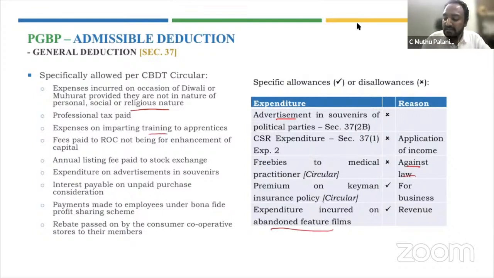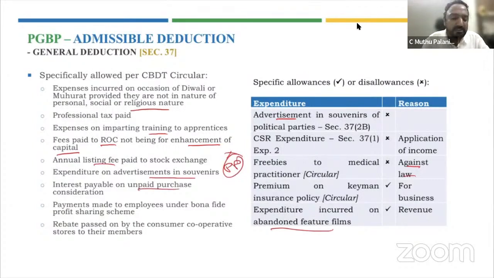Expenses incurred on training are allowed. Fees paid to ROC, not being for enhancement of capital. Whatever is paid to ROC is allowed, but it should not be for enhancement of capital. What is enhancement of capital? Increasing the authorized share capital. Increasing the authorized share capital is capital expenditure. It's not a preliminary expense, it's not a general deduction. Annual listing fee paid to stock exchange is allowed. Expenditure on advertisement and souvenirs other than for political parties. For everyone else, it is allowed.